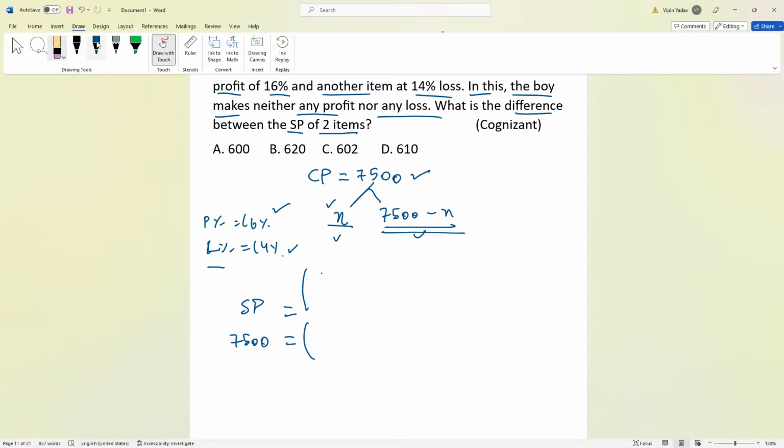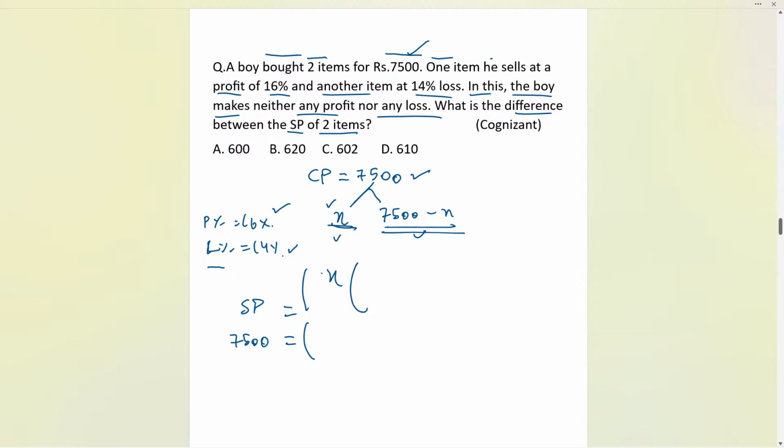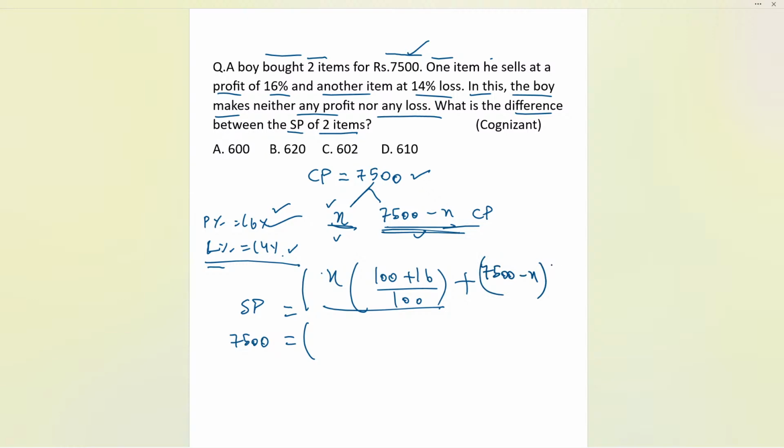If I apply the formula now, directly the cost price is X, cost price into profit is 16% now, so 100 plus 16 by 100. Further, now the second selling price. This is the selling price of the first article. Selling price of the second article will be with loss. So this is the cost price of the second article, 7500 minus X, then you will be multiplying it with what?